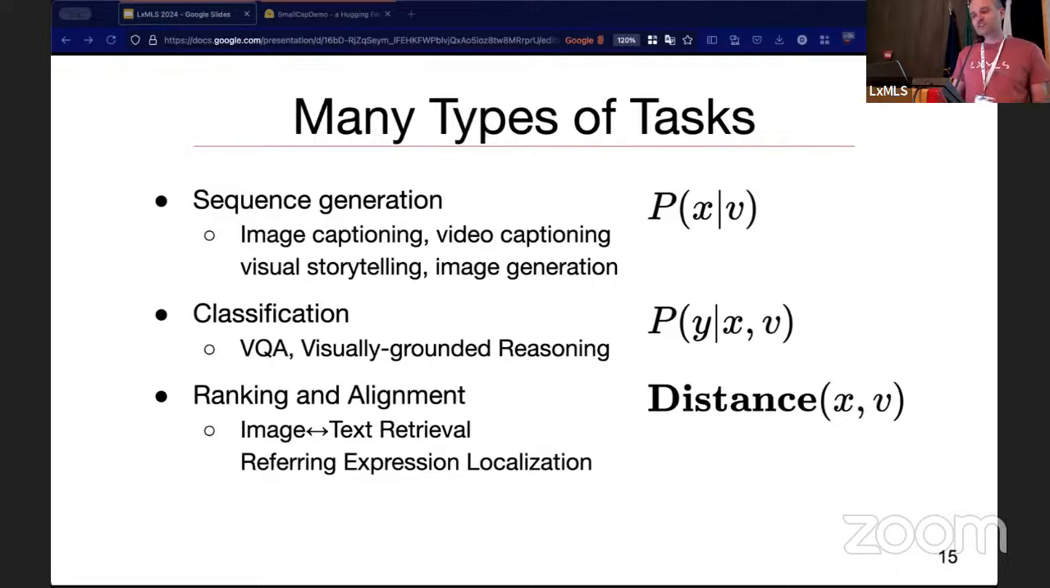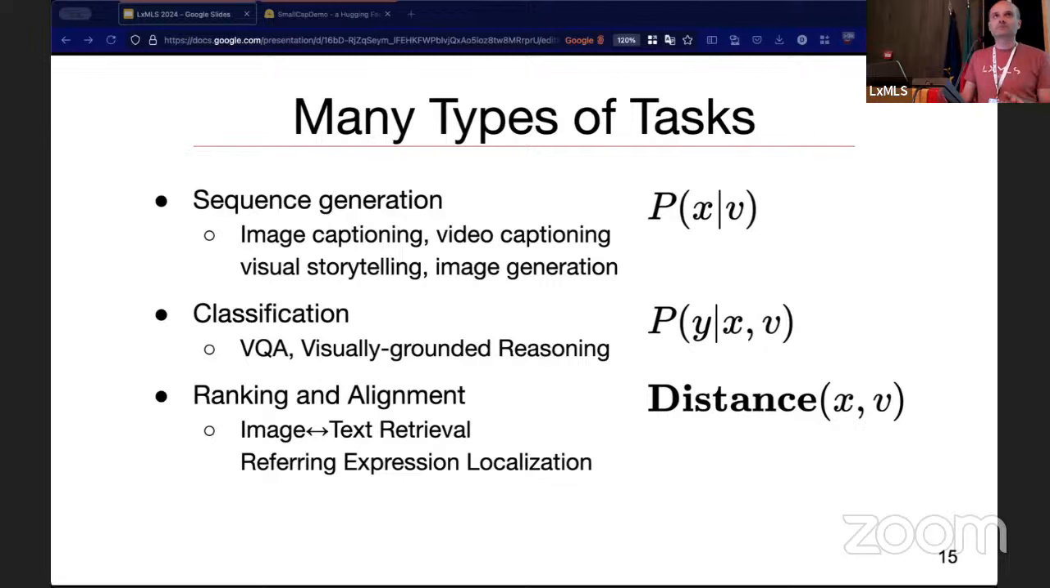The first one is sequence generation. So given an image V, people want to estimate a distribution over a sequence of tokens X. And this can be for something like image captioning or video captioning, or maybe visual storytelling. For image generation, obviously our conditioning variables are swapped around here. But this could still be a type of sequence generation.